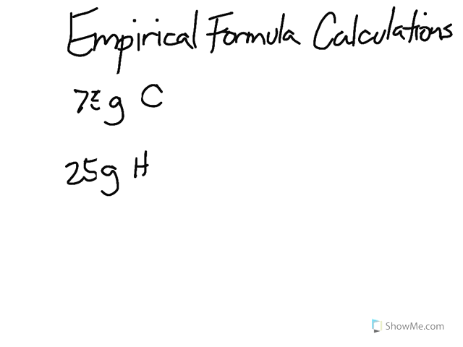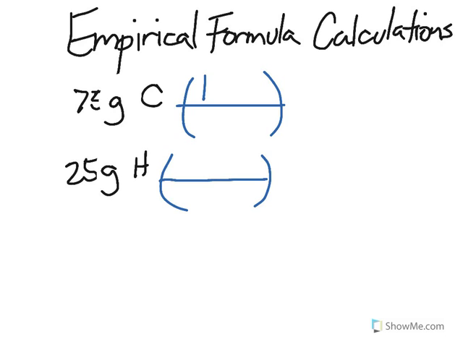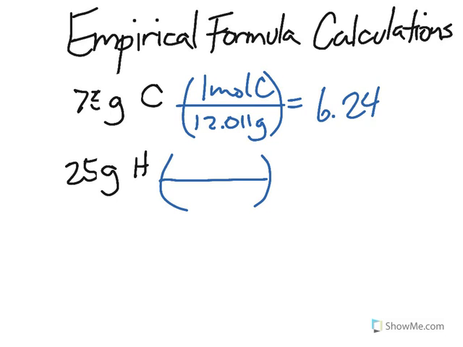In order to do that, we would need to set up the conversion factors and use their atomic masses to convert them into moles. So 1 mole goes on top, okay, of carbon, and we use the atomic mass of carbon, which happens to be 12.011 grams. Okay. This gives us a mole quantity of about 6.2442 and so on moles of carbon.